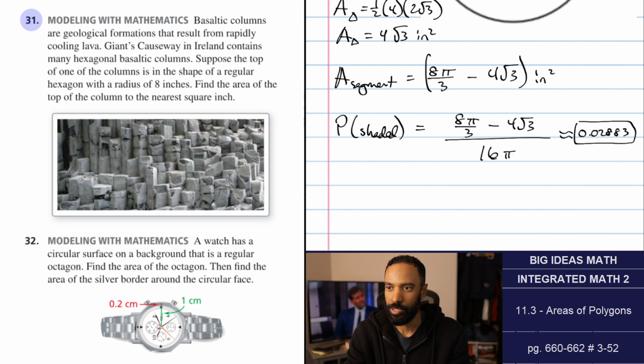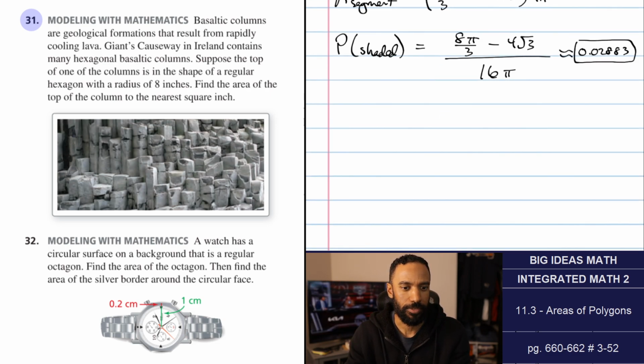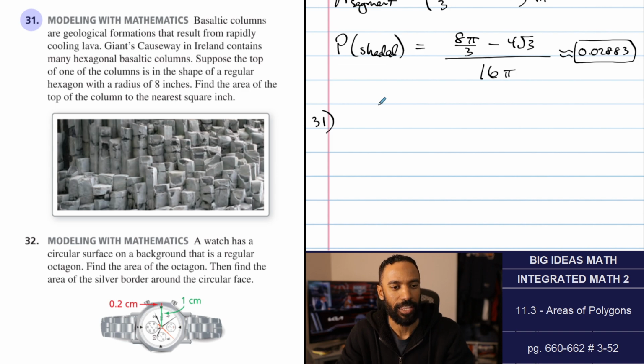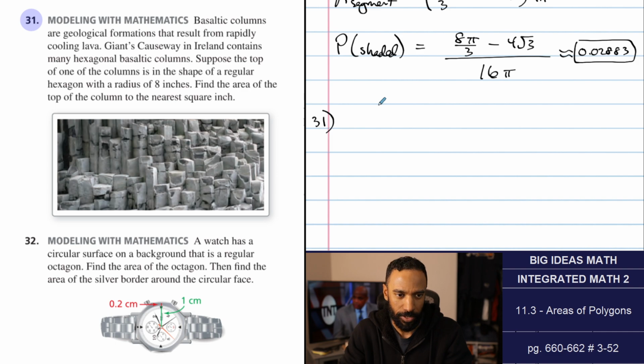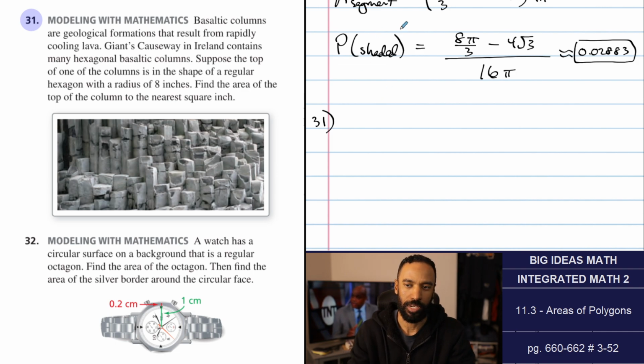Basaltic columns. Oh, I thought that was a city landscape. Basaltic columns are geological formations that result from rapidly cooling lava. That's really cool. Giant's Causeway in Ireland contains many hexagonal basaltic columns. Suppose the top of one of the columns is in the shape of a regular hexagon with a radius of 8 inches. Find the area of the top of the column to the nearest square inch.